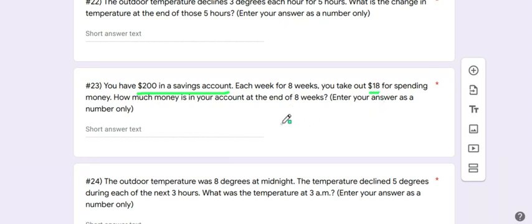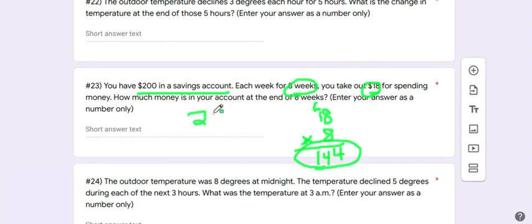Okay, so let's figure out how much money I took out of my account. Well, for 8 weeks, I take out $18. So what's 18 times 8? I would figure that out. 8 times 8 is 64. 8 times 1 is 8, plus 6 is 14. So if I take out $18 for 8 weeks in a row, that means I took out $144. So if I started with $200 and I take out $144, how much do I have left? That will give me my answer that I put in right here.